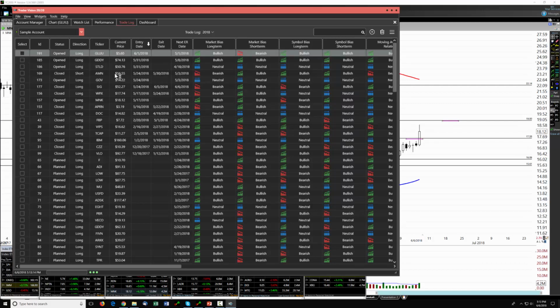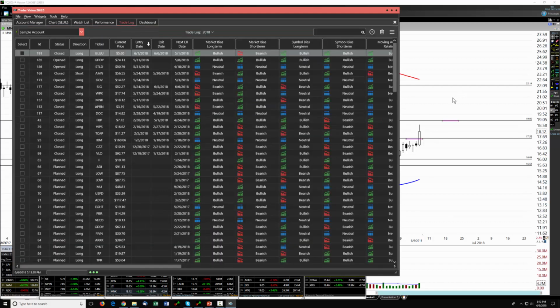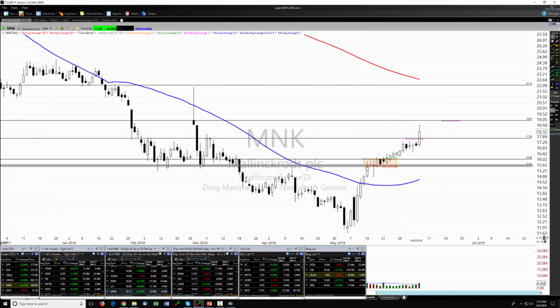Glue, we'll talk about that when we talk about the blog, but this one was stopped out today, and the stop was actually moved up to, I think, 565. Yeah, and so it was an $80 loss, which is 2 3/4%. We'll talk about that when we get to the blog. And I guess maybe we'll just do that next.